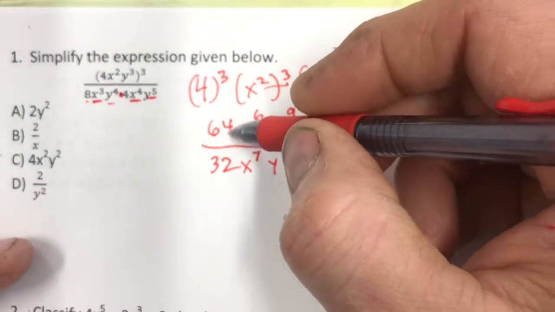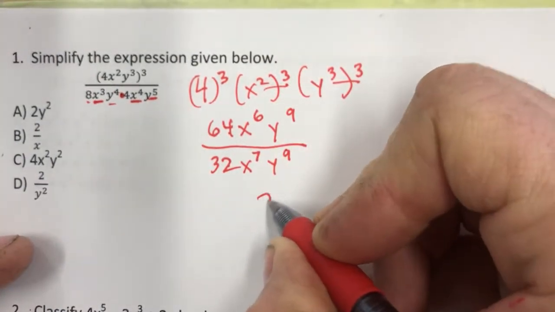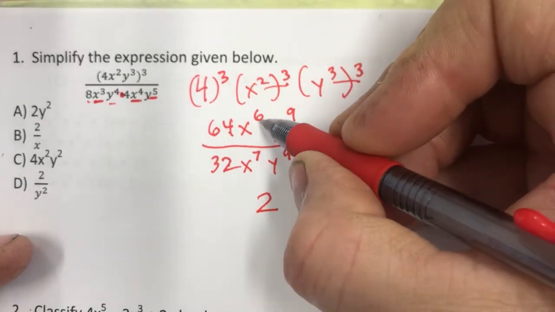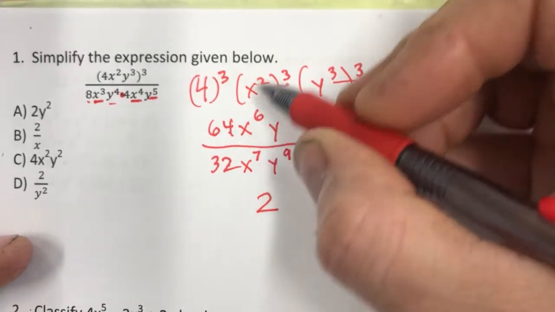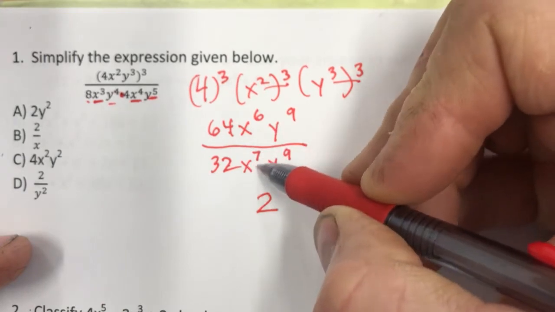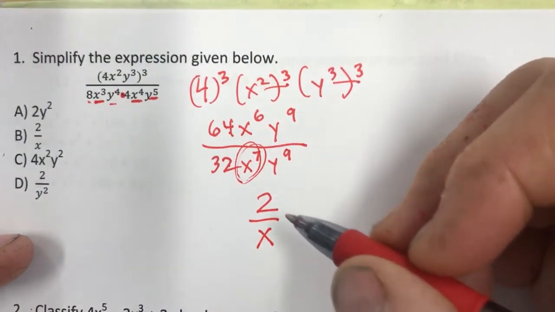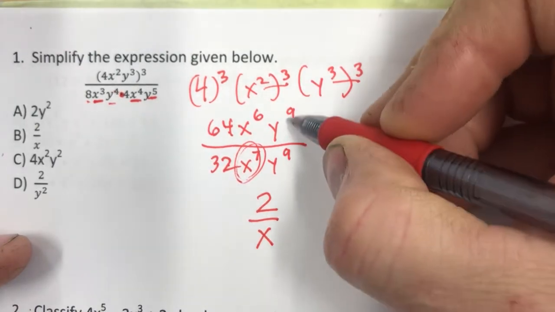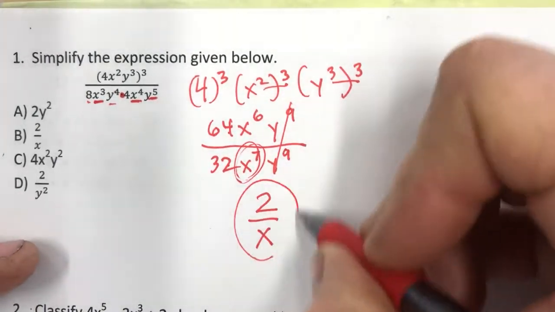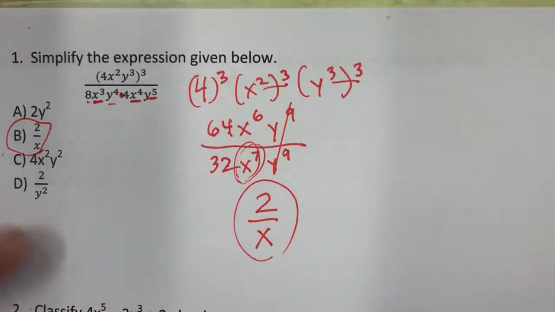And now it divides. So 64 divided by 32 is 2. X to the 6 divided by x to the 7, I subtract these. So 7 minus 6 is 1, and it'd be in the bottom because there's more in the bottom. So I've got x to the 1 down here. And then y to the 9, those just cancel. So it should be 2 over x, which looks like b.